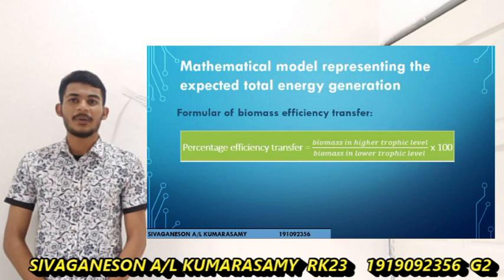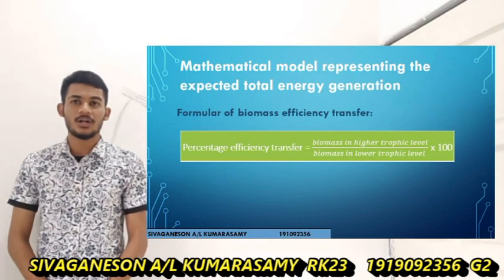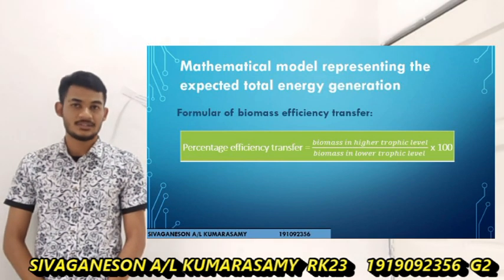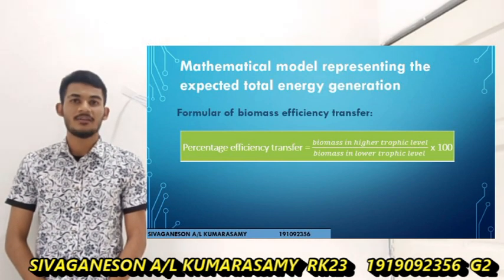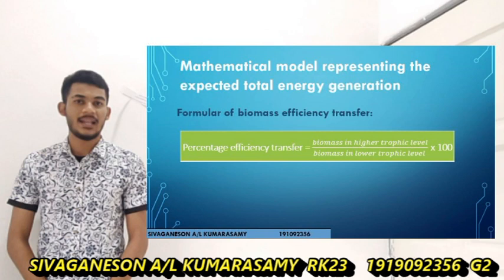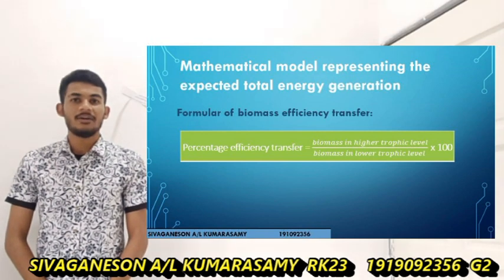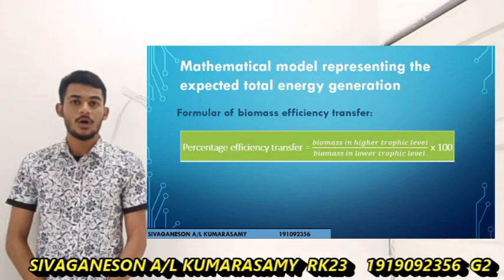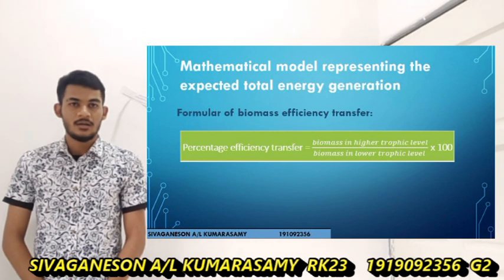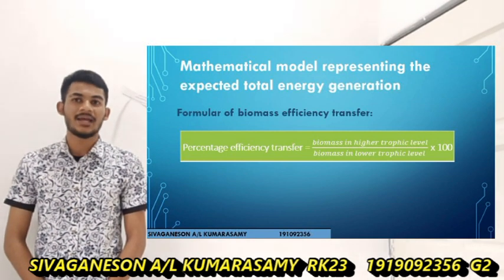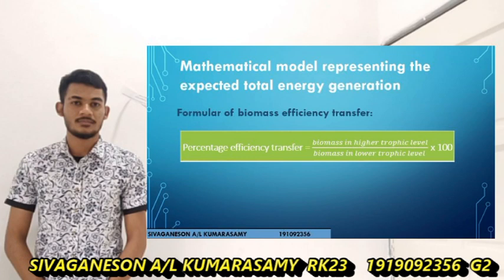Let's go. This part is to explain the mathematical model of the biomass power generation. To find the biomass efficient transfer, first we need the value of the biomass in the higher trophic level, then divided by the value of biomass in the lower trophic level. If we multiply by 100, we will get the percentage efficient transfer.